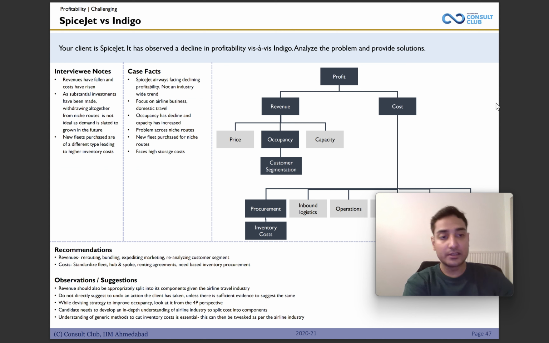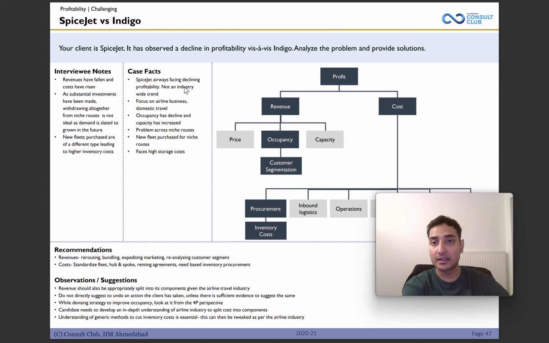Maintaining very clear and crisp notes is very important, because sometimes at the end the interviewer might ask for your notes and he should be able to understand everything in one glance. Interview notes: revenue has fallen and costs have risen. As substantial investment has been made, withdrawing altogether from niche routes is not ideal, as demand is slated to grow in the future. New fleets purchased are of a different type, leading to higher inventory cost.